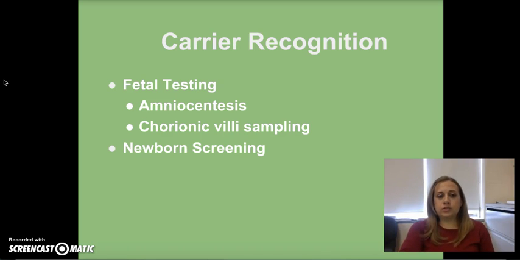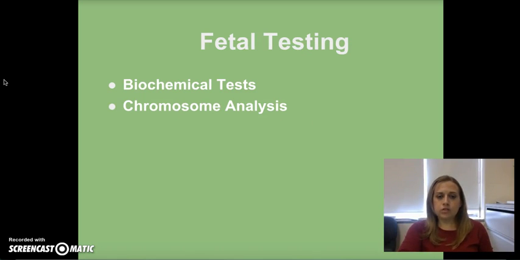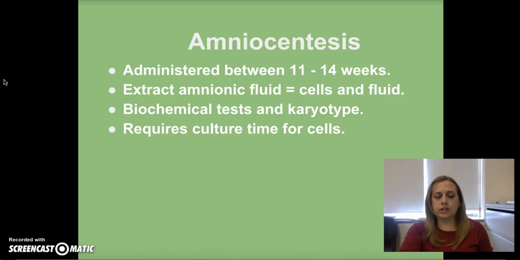Now, there are other ways to look at the probability of a child having a disorder, and they involve actually testing a fetus. If there is carrier recognition, so if you know a parent is a carrier for a certain trait, you would be able to complete fetal testing, in which case you would do an amniocentesis or a CVS, chorionic villus sampling, and then there's also newborn screening. So fetal testing involves biochemical tests and a lot of times chromosomal analyses.